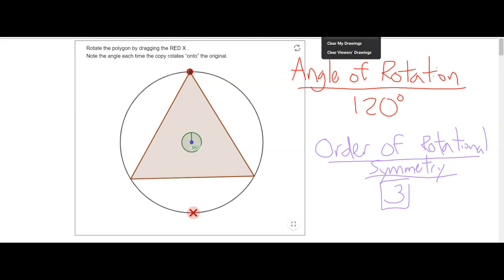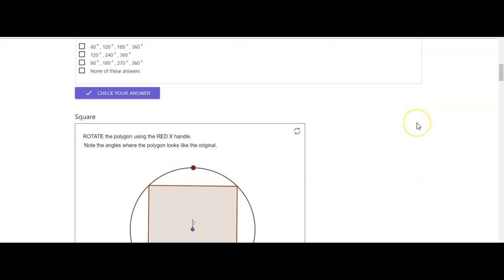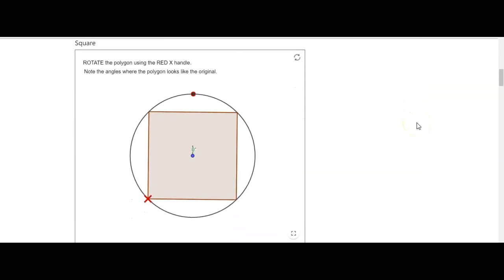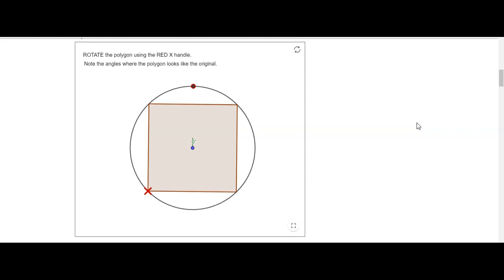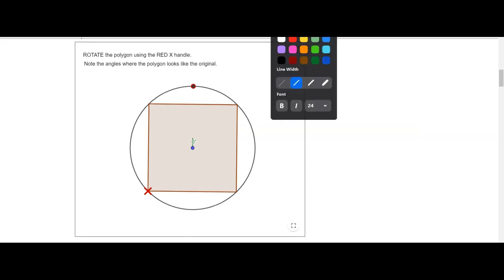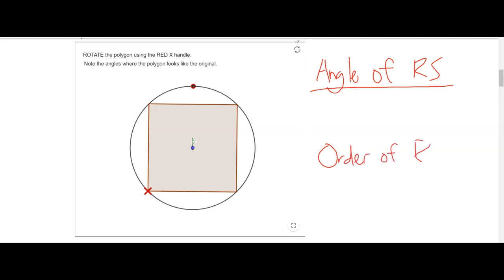Let's go do another one. Talk about the angle of rotation and order of rotational symmetry again. But we'll do a square. I'm going to abbreviate here: angle of RS for rotational symmetry, and order of rotational symmetry. So let's see.